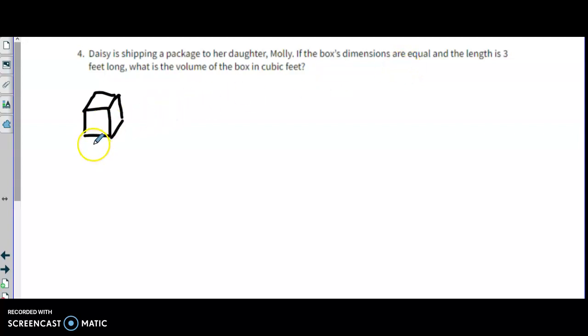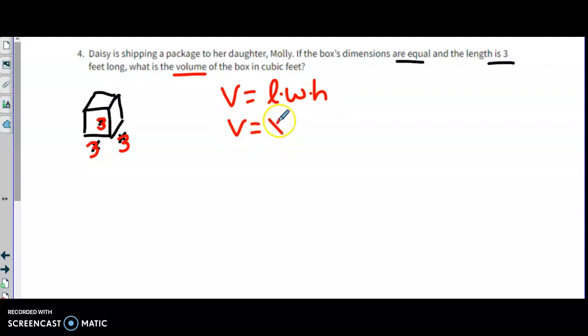So we know they're all the same. So the length, the width, and the height all have to be the same because the dimensions are equal. And we know that the length is 3 feet long. So we know if the length is 3, we know the width is also 3, and we know the height is also 3. So we want to know the volume. Remember, volume is length times width times height, or in this case, it's just x times x times x, or you could rewrite that as volume equals x cubed.